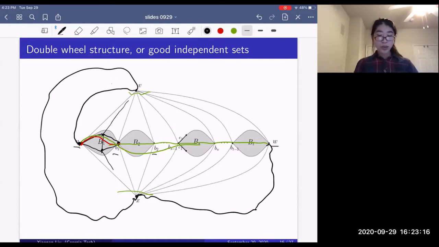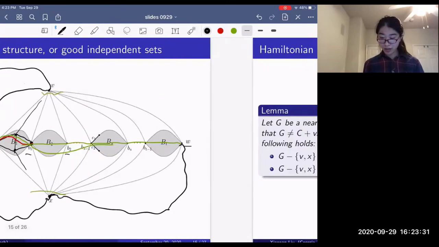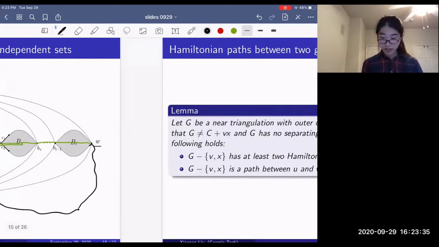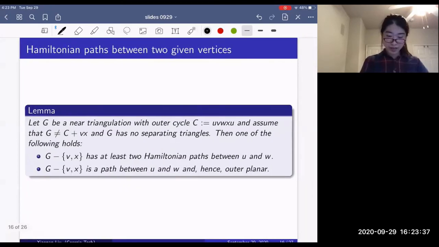So then we know that the union of these two paths is a Hamiltonian cycle in G. So now we just know that. I'm not sure if I have time to say this, but we use Thomassen's theorem to show this one.